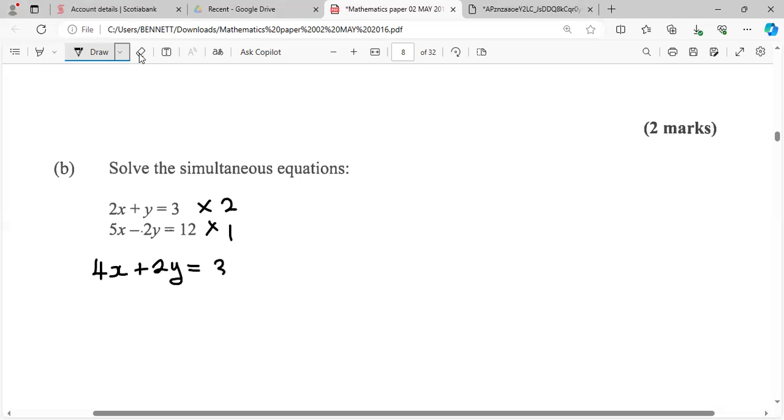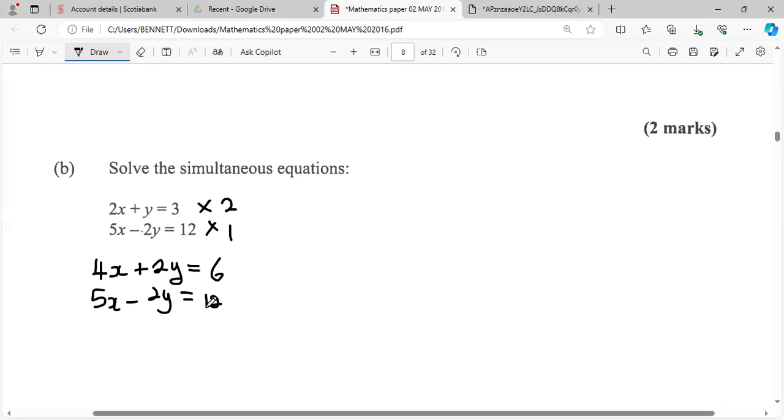2 times, let me write back 3. Supposed to be 6. 2, 3, 6. So multiply everything by 6. All right, for this one now, 1 times that gives us 5x. 1 times that gives us positive 2y. Notice that both of them have 2y now. And of course, this is 12.